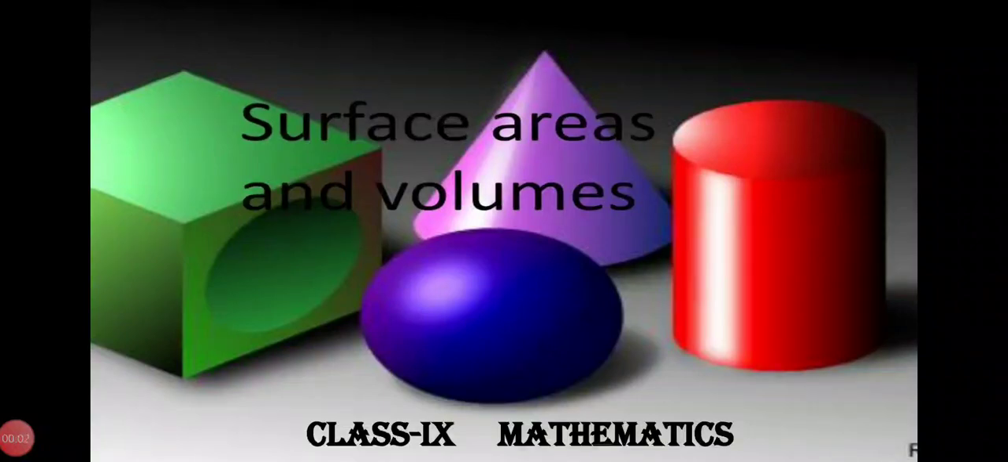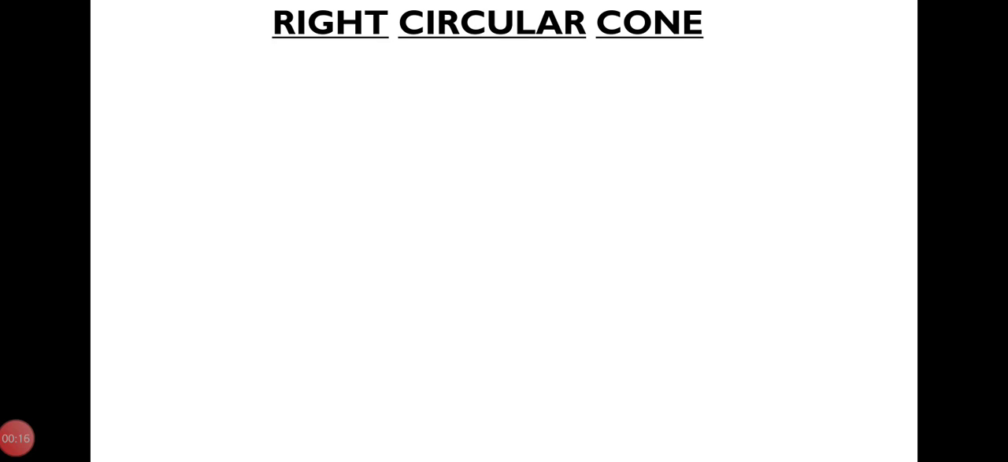Good morning. Continuing with our chapter surface areas and volumes, today let's study another solid, that is right circular cone. Now, as the word cone strikes, the very first thing which comes in our mind is the ice cream cone, and our mouth feels watery. Yes, you are right. It is an example of right circular cone only. So let's understand first what is exactly a right circular cone.